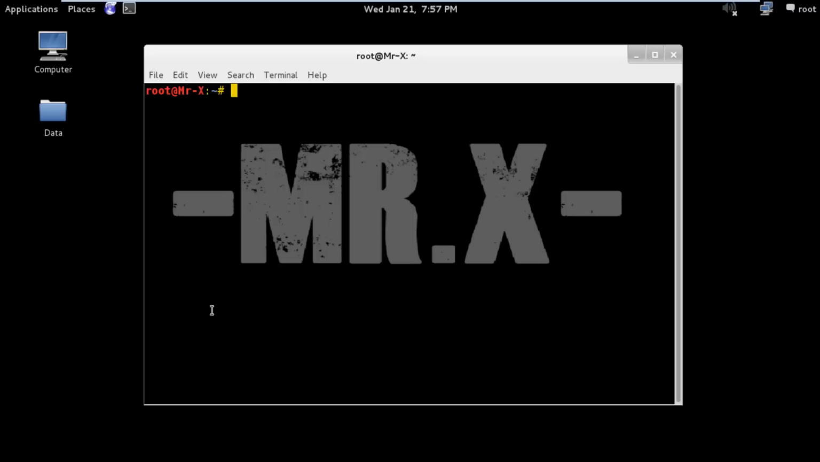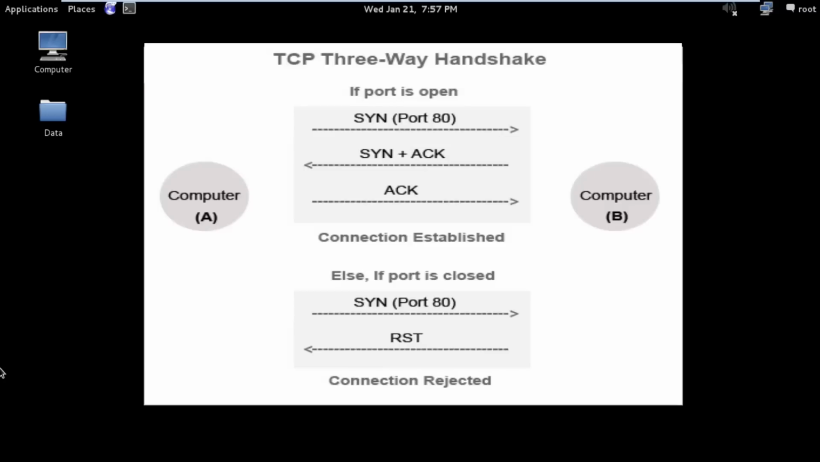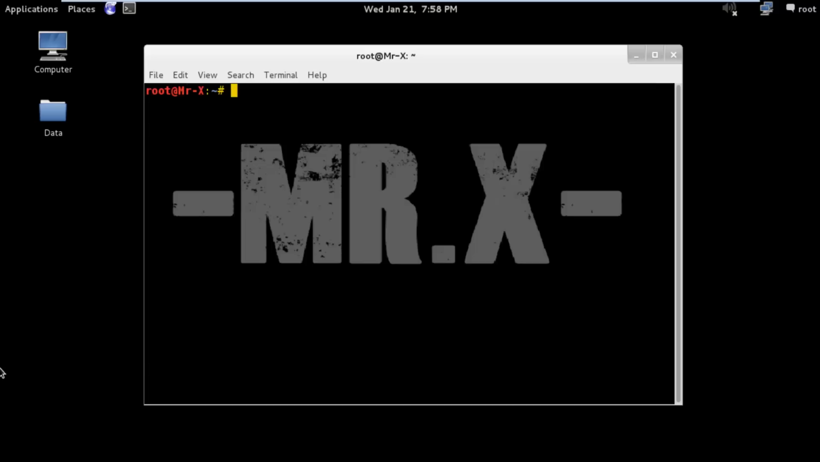Before explaining how it can be done, let me start with a brief explanation of the three-way handshake used to start a TCP connection between any two computers. You can see the figure on your screen that illustrates how it works. Computer A sends a SYN packet asking computer B to establish a connection on port 80. If the port is open, B acknowledges and sends a SYN packet in return as well. The third and final step is when A acknowledges that it also received a SYN from B. If port 80 is closed, B will respond with a reset packet.